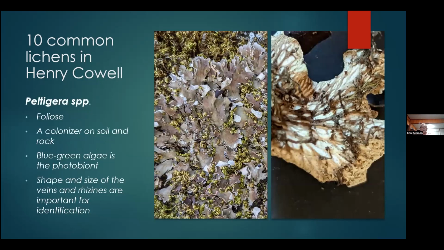Next is a large foliose colonizer that grows on soil and rock called Peltigera. The ones that we have around here, the photobiont is blue-green, but you can tell Peltigera by turning it over, and it has these veins on the underside, and the shape and color of these veins and the rhizines are important in terms of telling Peltigeras apart. So we'll see this growing on trail banks as we get down the pine trail.